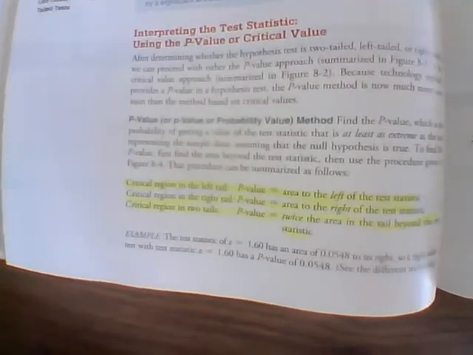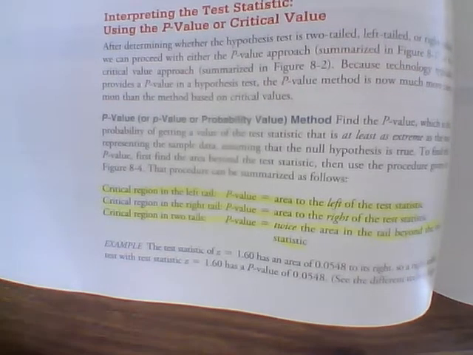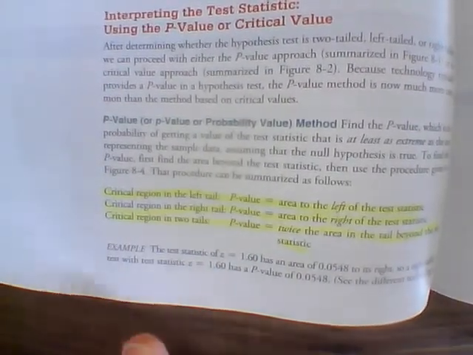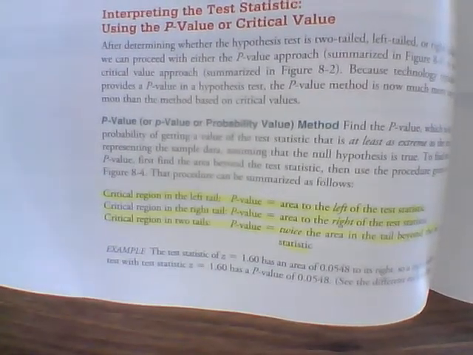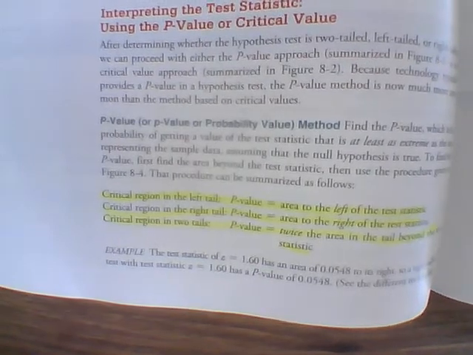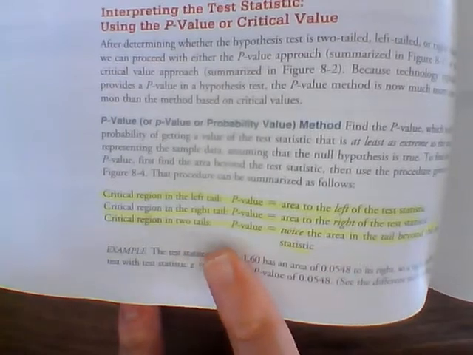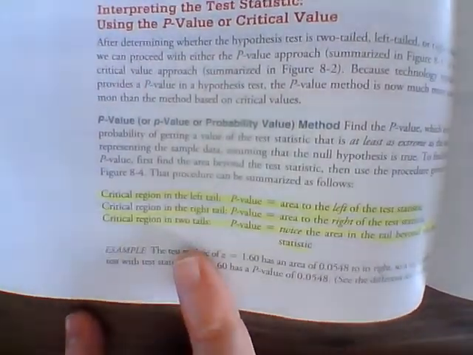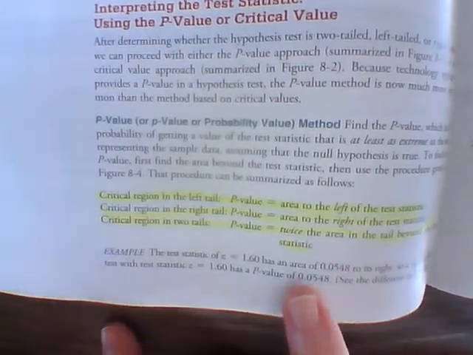And then when we start looking at critical values, regions in here, remember we talked about that p-value, and if you never heard this before, the p-value, once again on bottom of page 402, talks about the critical region in a left tail. The p-value equals the area to the left of that test statistic. If it's a right tail, then the p-value is the area to the right, and then in a critical region in two tails, the p-value is twice the area of the tail beyond the statistic.